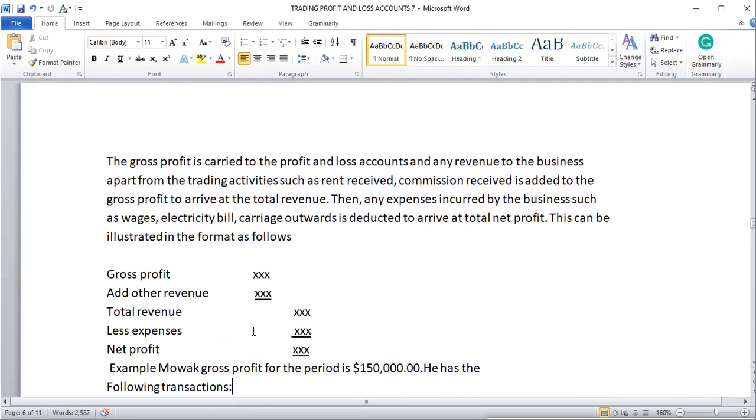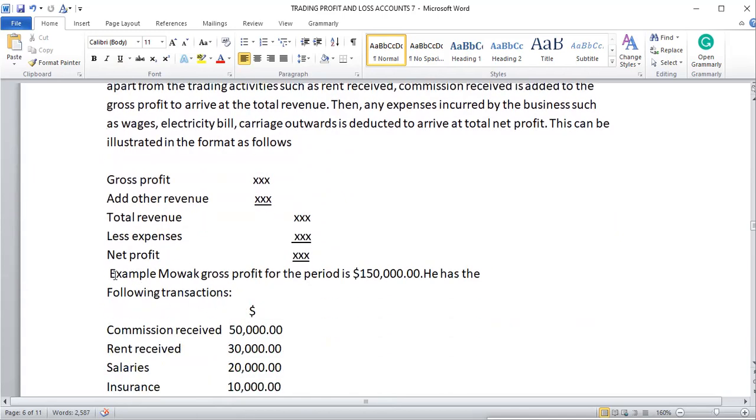This is your gross profit that you obtain from the trading activities. Then you add other revenue, and you get your total revenue. You less expenses, and then you arrive at your net profit.